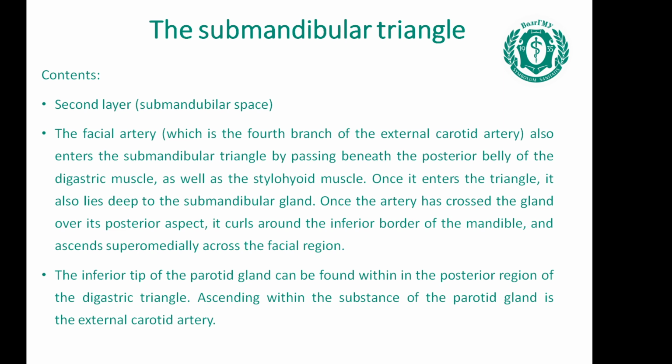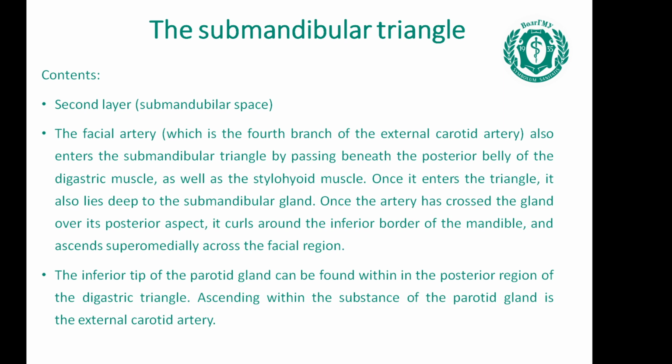The facial artery, which is the fourth branch of the external carotid artery, also enters the submandibular triangle by passing beneath the posterior belly of the digastric muscle, as well as the stylohyoid muscle. Once it enters the triangle, it also lies deep to the submandibular gland. Once the artery has crossed the gland over its posterior aspect, it curls around the inferior border of the mandible and ascends superomedially across the facial region.